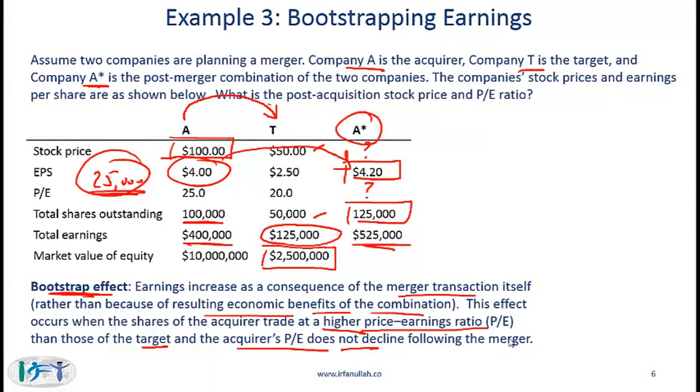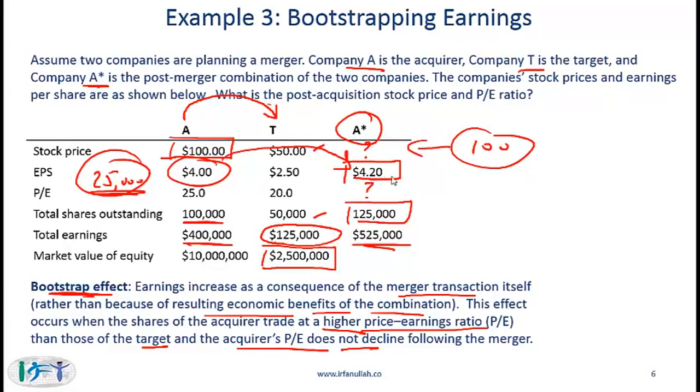Now the question is, what do you think the stock price should be post-merger? There are two possible scenarios. One is that the stock price remains 100 because no economic value has been added. The other might be to say that, look, we now have 125,000 shares and the EPS is this much.